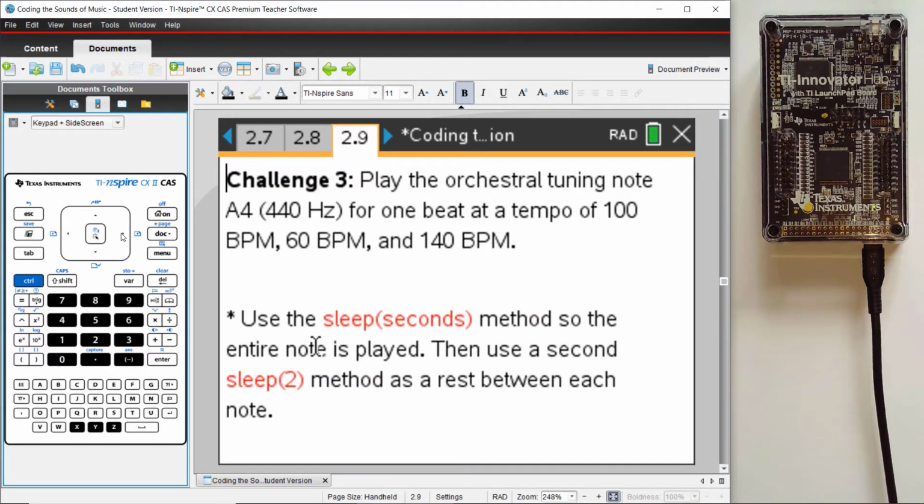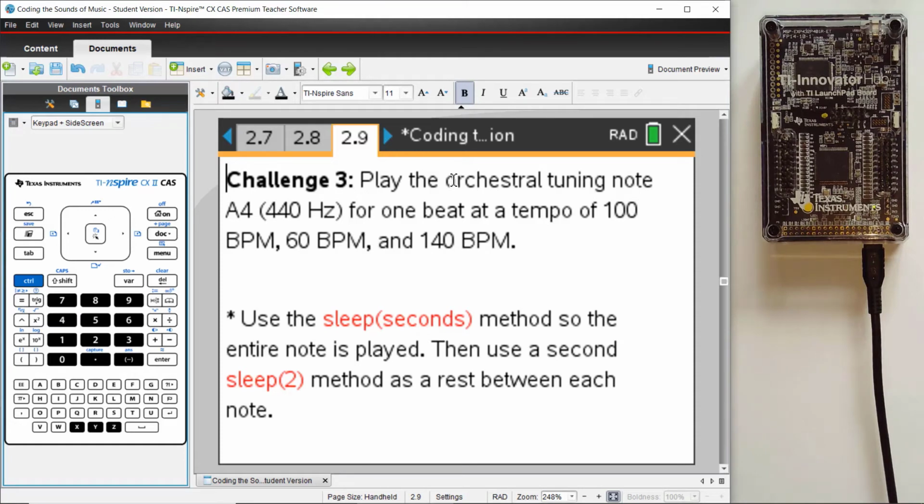And here's our challenge. It says, let's play the orchestral tuning note 440 for one beat at a tempo of 100 beats per minute, 60 beats per minute, and 140 beats per minute. And then it says, use the sleep method so the entire note is played. And then use a second sleep method as a rest between the two notes. All right, let's think about all this. There's a lot to this.